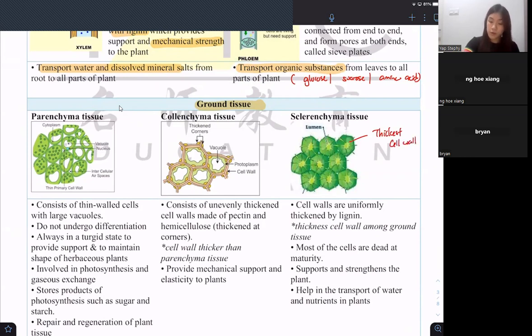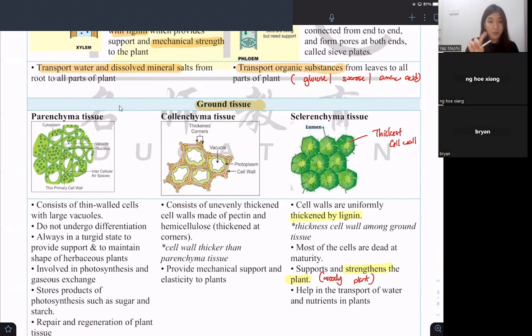Okay. So this one can provide mechanical strength to the plant, especially for the woody plant. Okay, the strongest one, the hardest one, they need a lot of power and then only can you support the plant. This one is for the sclerenchyma, because they have a thicker cell wall. This one is made of lignin. So the lignin is very strong, okay.